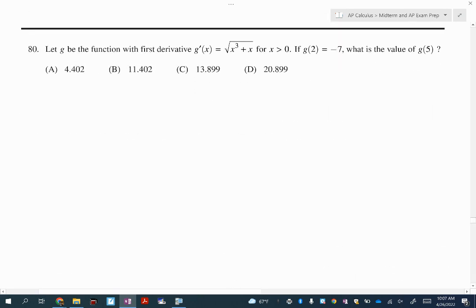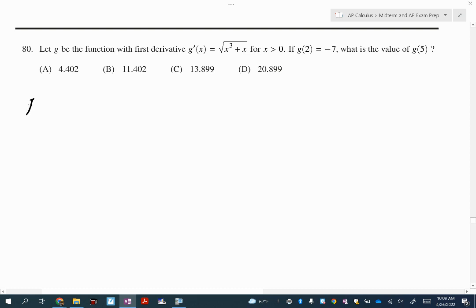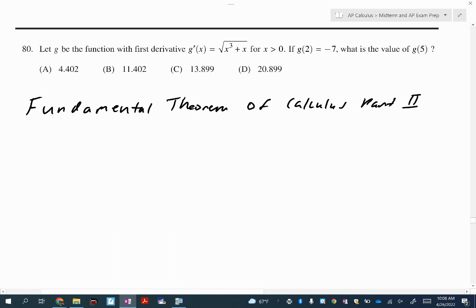All right, number 80. Okay, so number 80 is asking about, do you remember the fundamental theorem of calculus part 2? All right, and essentially this part 2 that we talked about allowed us to find the value for a definite integral. So in this case, I'm trying to figure out the value of g of 5. So if I set up this definite integral from 2 to 5 of my g prime of x function, I can evaluate. I'm going to use capital G to show you that I'm doing the antiderivative.